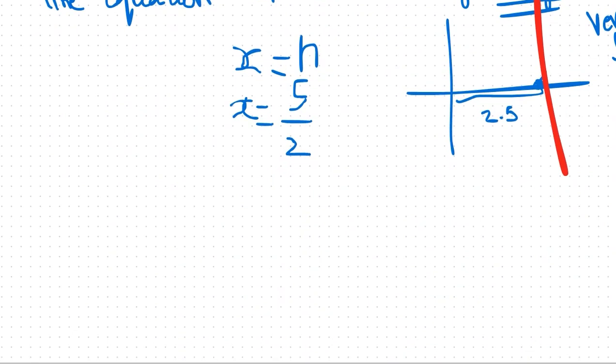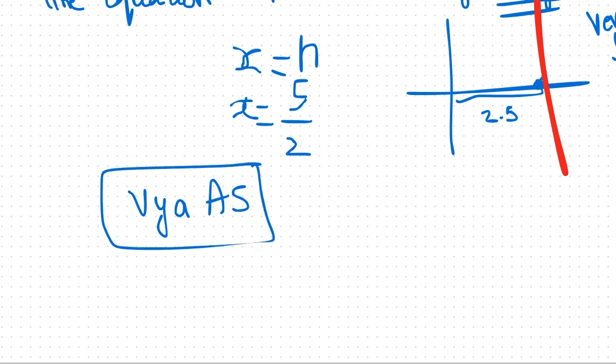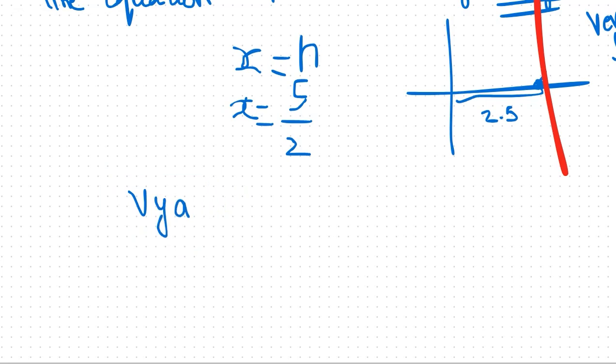The way I teach is, you have to remember this. Scroll down. So this V stands for, can you guess? Vertex. And Y stands for the y-intercept, okay?